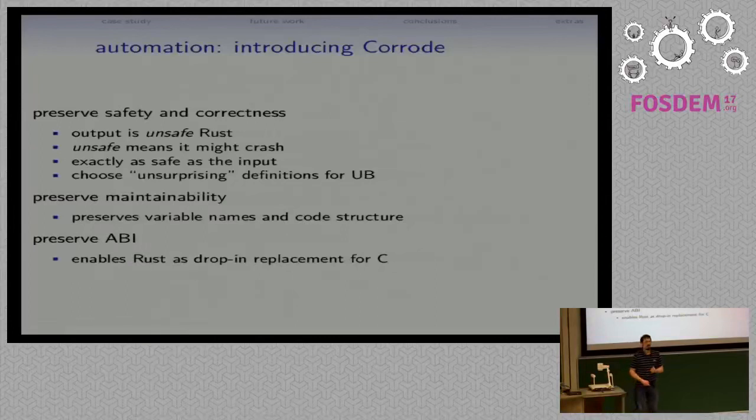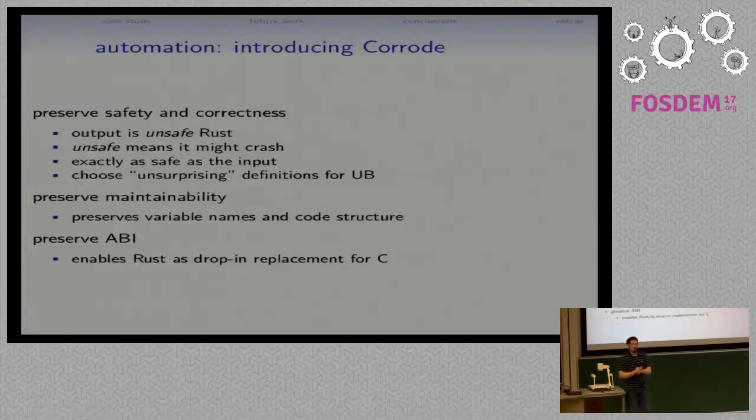Another principle of Corrode is preserving maintainability to the extent possible. So if you started with code that you could actually maintain, then the output of Corrode should be Rust that you can actually maintain. If you started with utter crap, I can't help you. So in order to accomplish that, a big part of its goals is to preserve variable names, preserve the structure of the code as much as possible, preserve as much as possible about how the program was originally written.